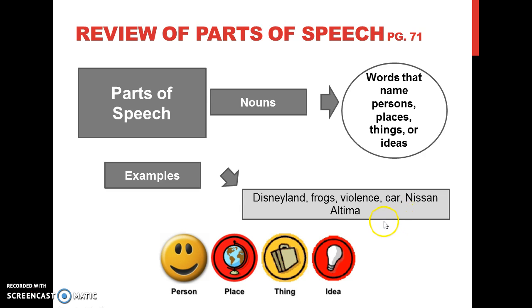So again, nouns are words that name persons, places, things, or ideas. And with violence, for example, that would be an abstract noun, so it's not something necessarily that has a color, that has a shape that you could touch. Okay, it's an abstract idea, but it's still considered a noun.